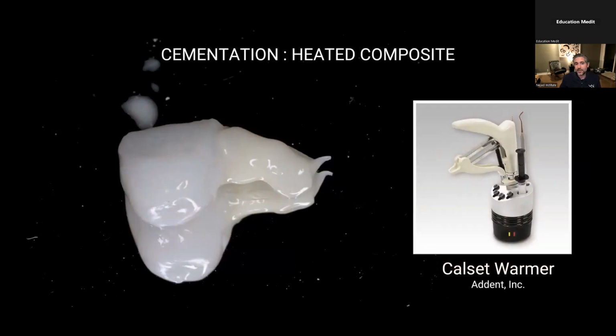And to cement this Maryland bridge, I'm going to use what I use for a lot of my restorations, which is heated composite. It gives me unlimited working time. It's easy to work with, and it gives me good results. And so it's something that I think is less stressful than trying to use a dual cure cement. And it's something I'm very familiar with.